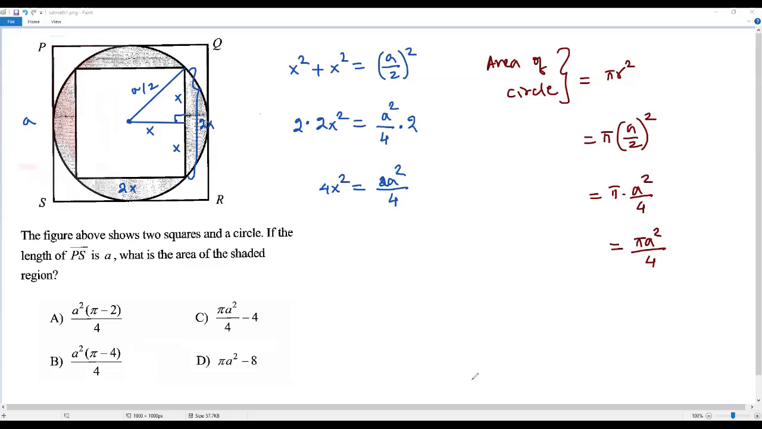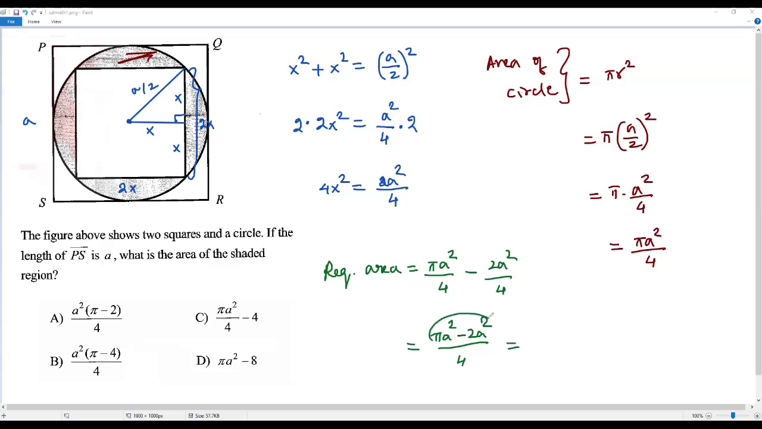Okay, now I have the area of the circle and also the area of the smaller square. To get the area of the shaded region, I have to subtract the area of the smaller square from the area of the circle. So the required area, that is the area of the shaded region, is equal to pi A squared divided by 4 minus 2A squared divided by 4. Now we have the same denominator for both fractions, so we can take this 4 as a common denominator. Then I'm getting pi A squared minus 2A squared.